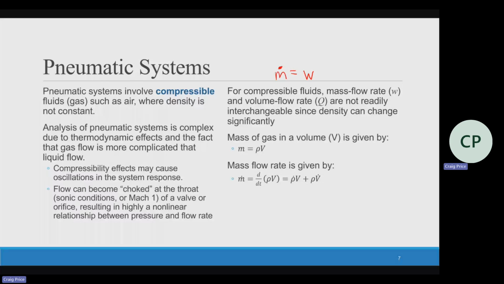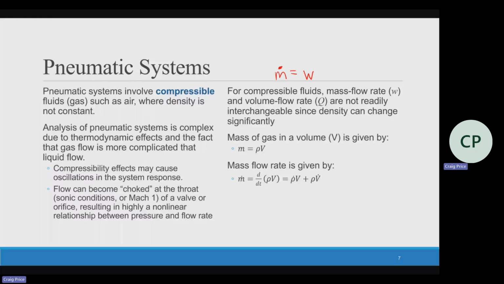And because these are compressible, we want to look at the mass flow rate, because if I'm just looking at volumetric flow, it might not give me the full picture, right? Because density can change depending on the pressure. So we're going to look at the mass flow rate. And if my density changes, it looks like this complicated equation where we're looking at density and volume changing as a function of time.